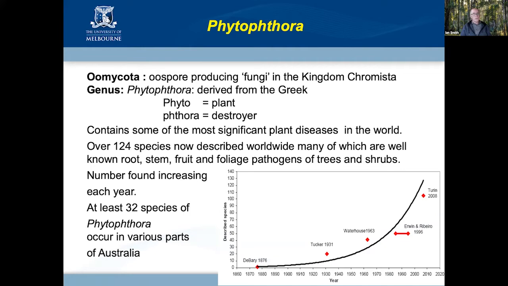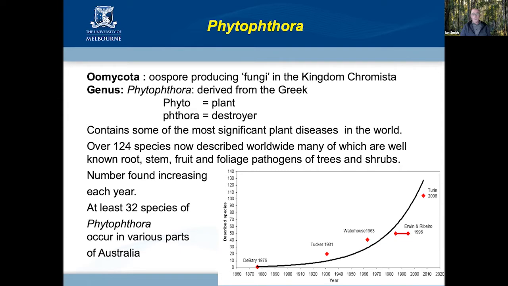But the Phytophthora diseases are not actually in the fungi at all. They're in the kingdom Chromista. In the last 10 years they were taken out of the fungal kingdom and put in their own kingdom called Chromista. Phytophthora itself is derived from the Greek: phyto means plant and thora means destroyer. So it contains some of the most significant plant diseases in the world, with over 125 species described worldwide, many of which are well-known root, fruit, and foliage pathogens of trees and shrubs.